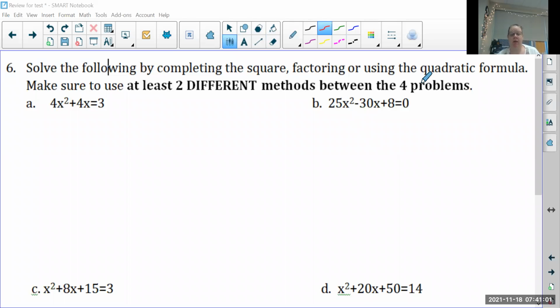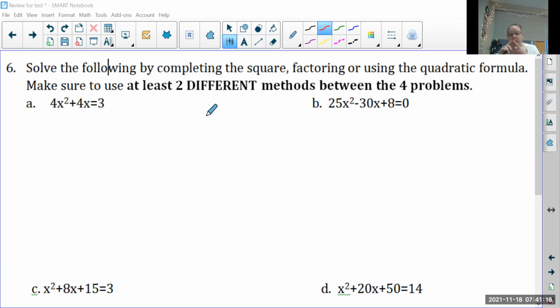Okay, so this one's gonna be quite a long video. So if you don't need to watch all A, B, C, and D, obviously skip ahead. A and B are kind of the more complicated ones. But make sure you see that you have to use at least two different methods between these four problems.